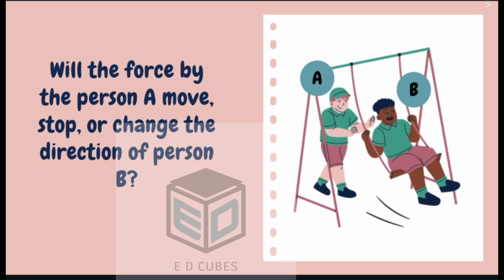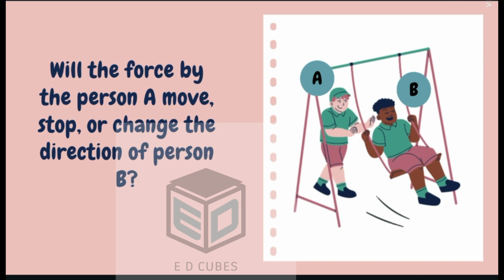Now, instead of pushing it in the forward direction, if boy A pushes boy B in the rightward direction, then boy B will be moving in the right to left direction. The swinging of boy B will happen in the right to left direction. That means yes, the force applied by boy A can change the direction of the person B, right?